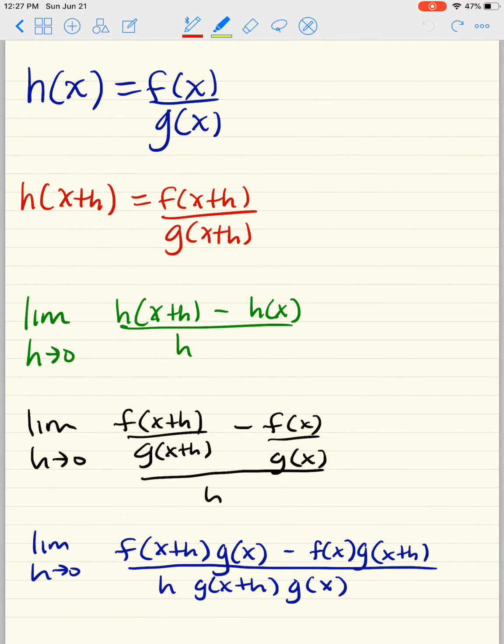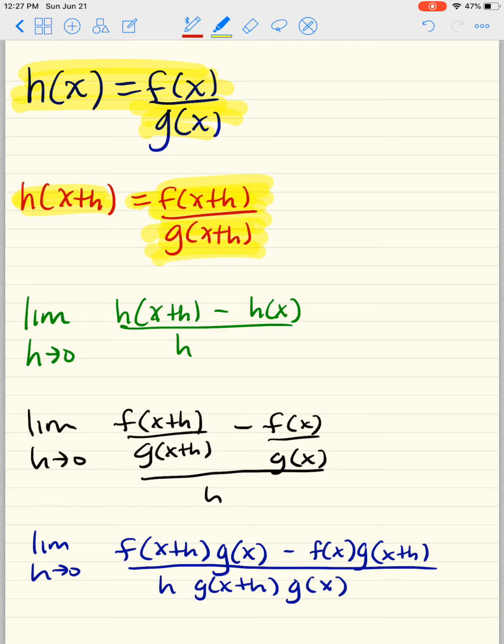All right, so we have h of x is equal to a function divided by a function. In other words, there's going to be x in the numerator and x in the denominator, and that's great. So first step is to make sure that we have h of x plus h. So that's going to be this right here, okay?